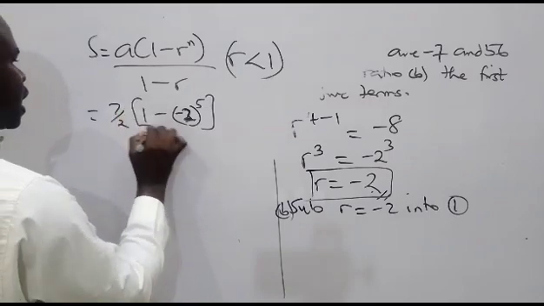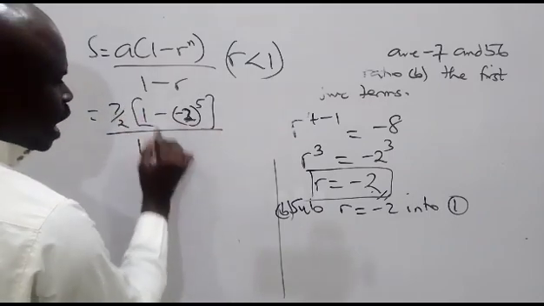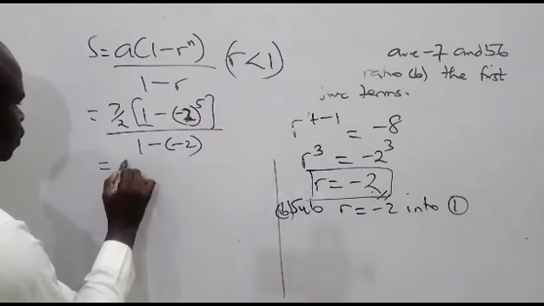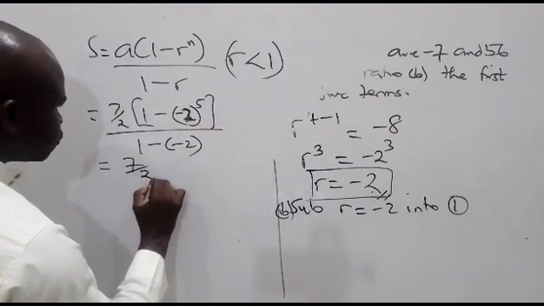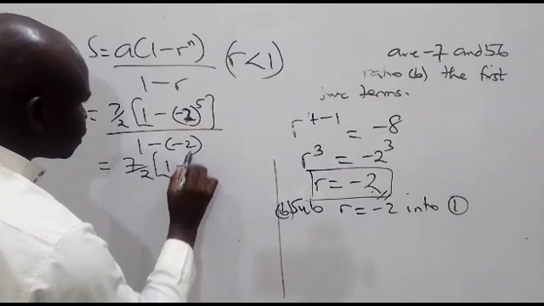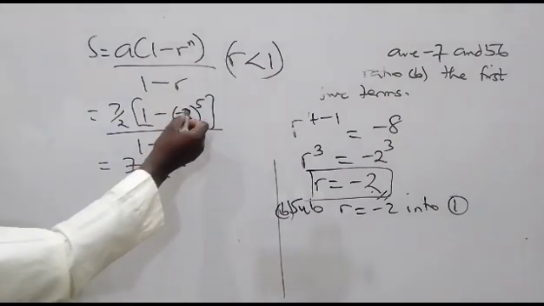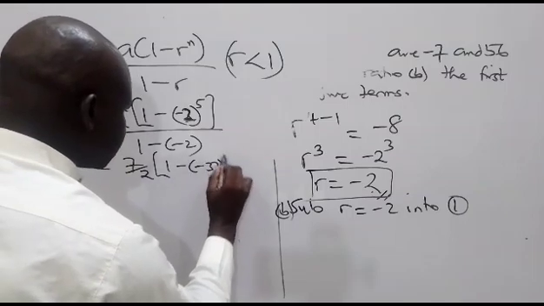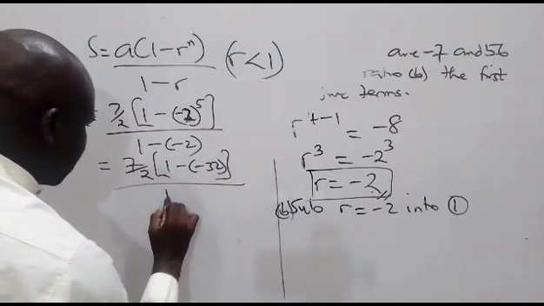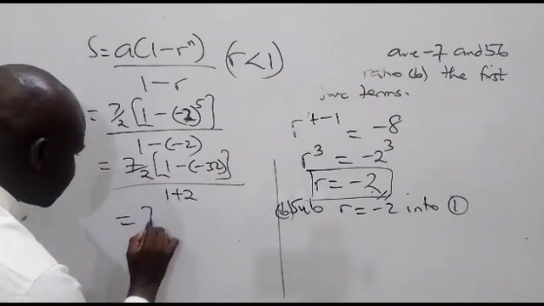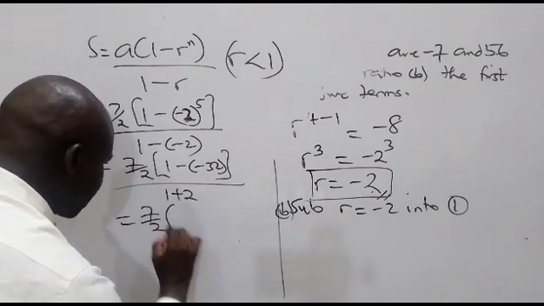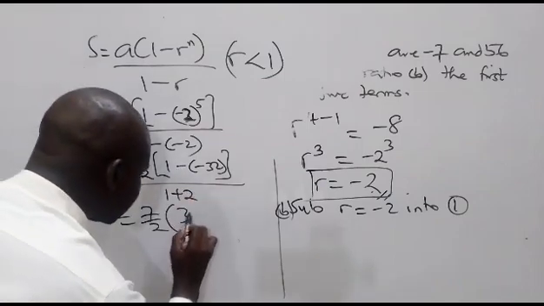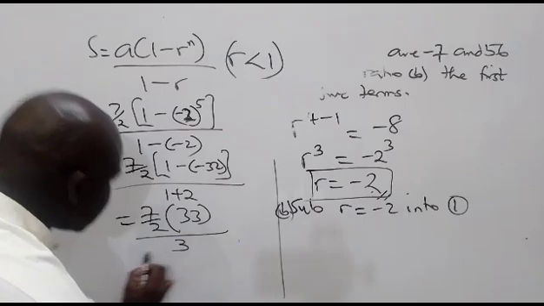So here, 1 minus R is 1 minus minus 2. I'm going to have 7 over 2 into bracket 1 minus (minus 2)⁵, which is minus 32, all over, minus times minus, that will be 1 plus 2. Then I'm going to have 7 over 2 into bracket, minus times minus is plus, so 1 plus 32 is 33, all over 3.